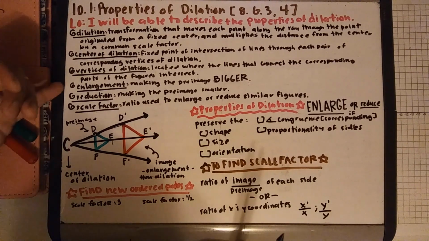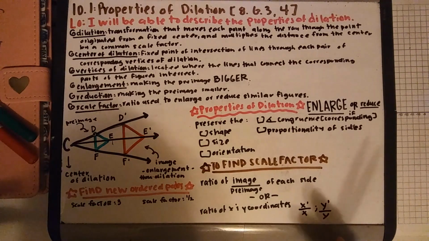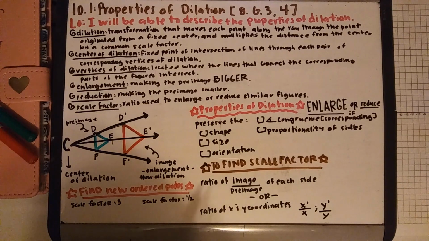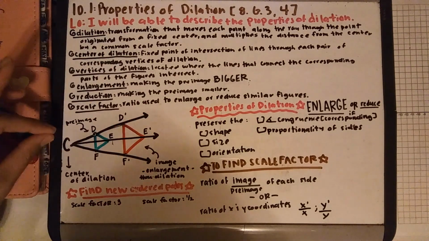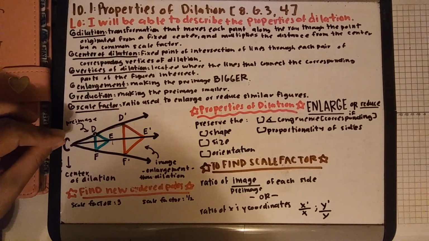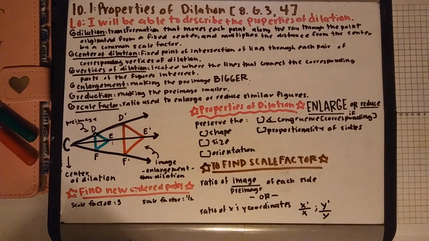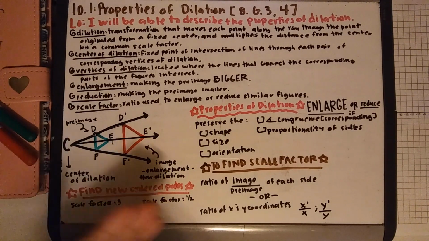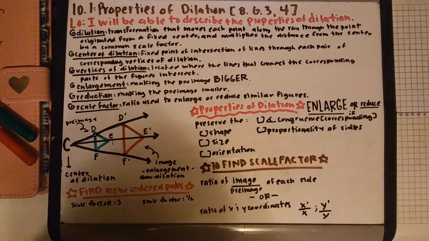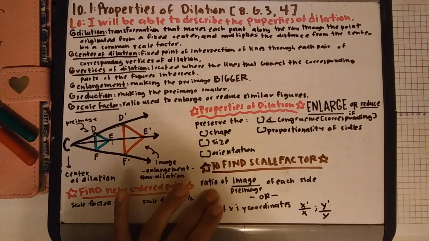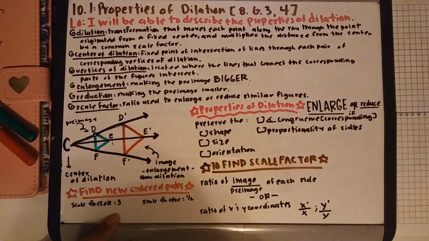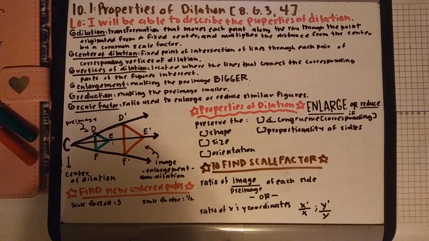Enlarging is making it bigger. Think about large. And then reduction is making it smaller. And then you have a scale factor, so basically the ratio that you use to either enlarge it or to shrink it, to reduce the image. So let's just quickly look at this one to see the properties of dilation, and then we'll go over how to find the scale factor, and then I'll show you how to find the new ordered pairs when you're given it on a graph.